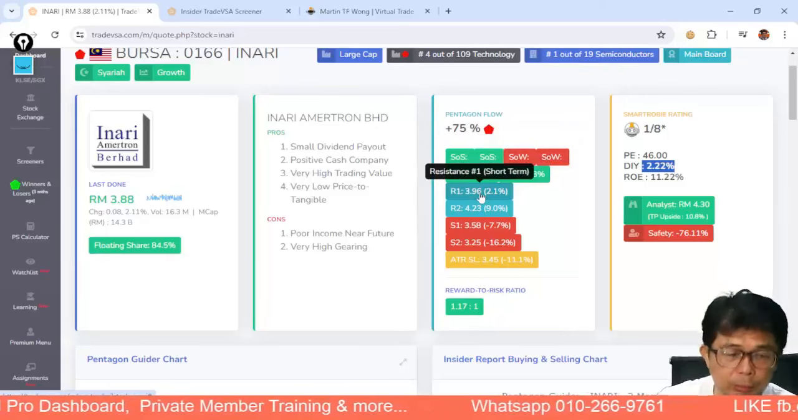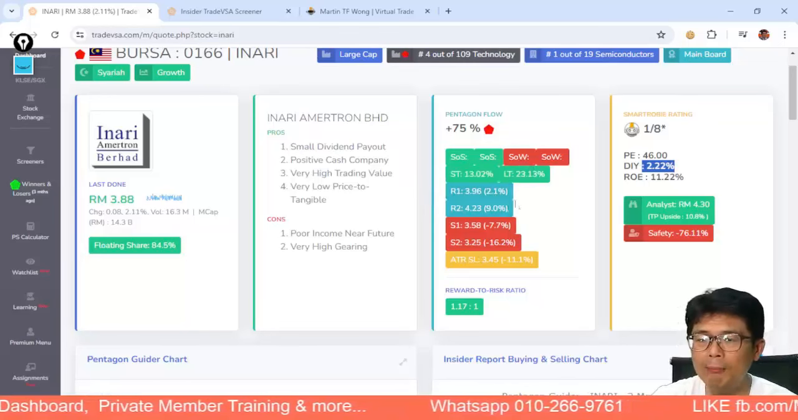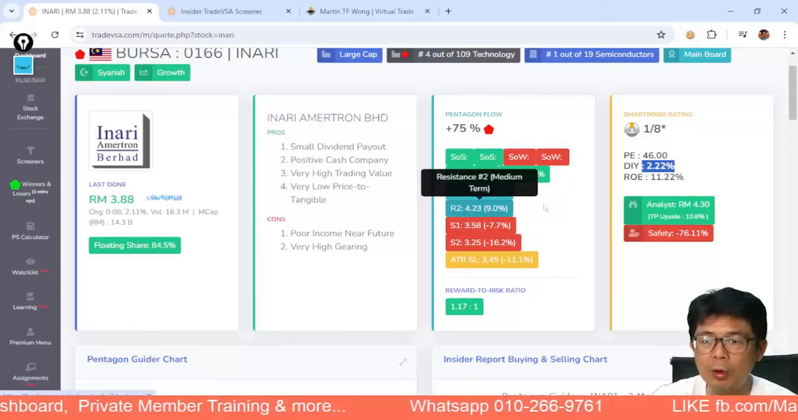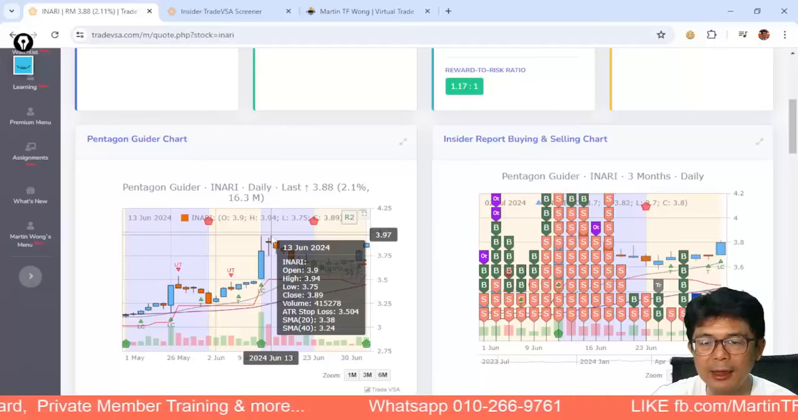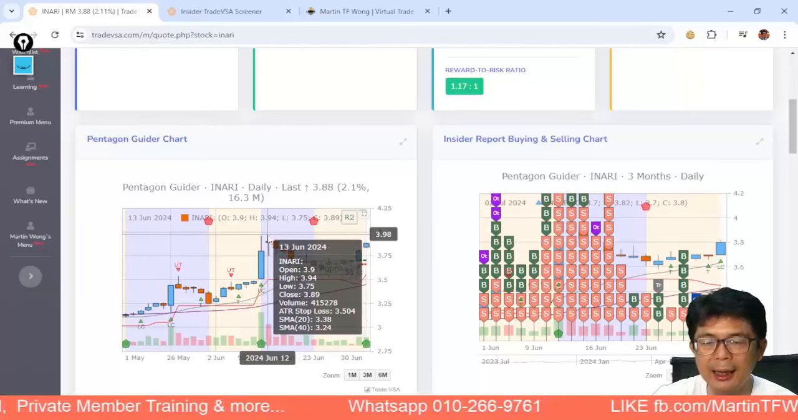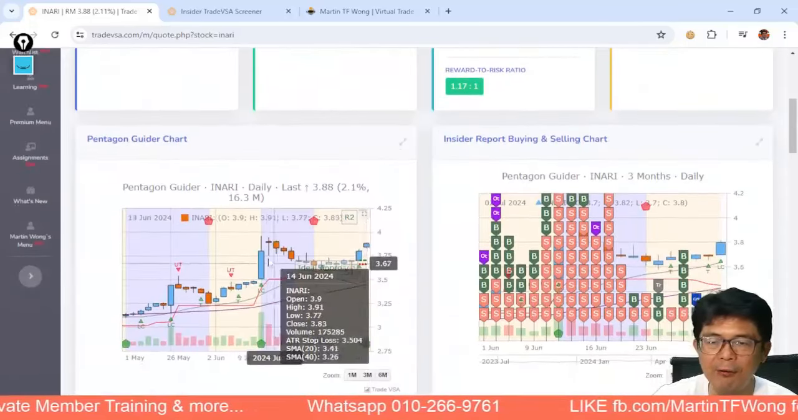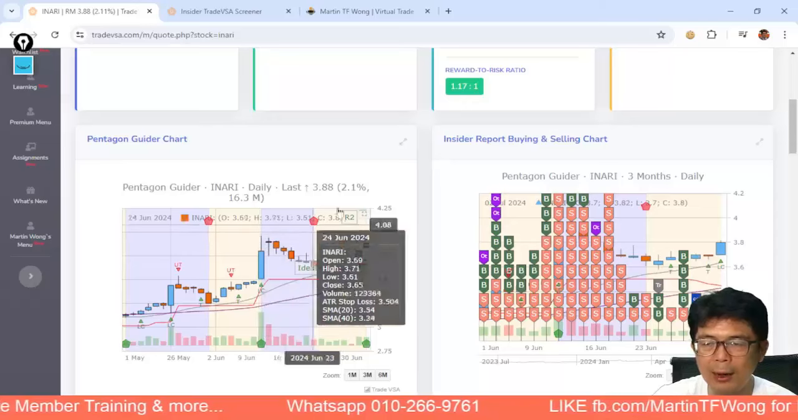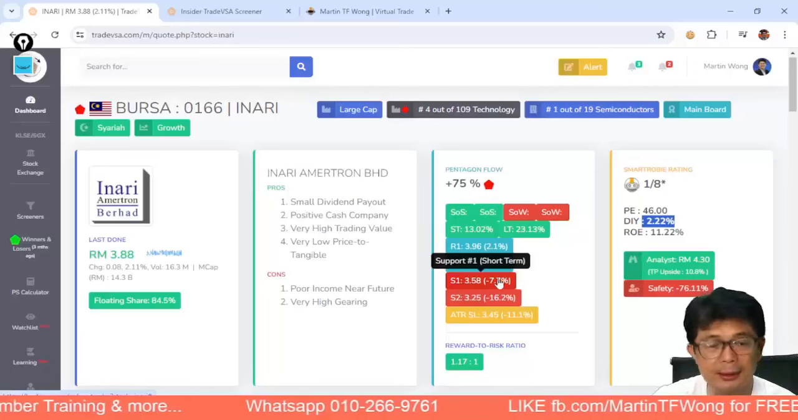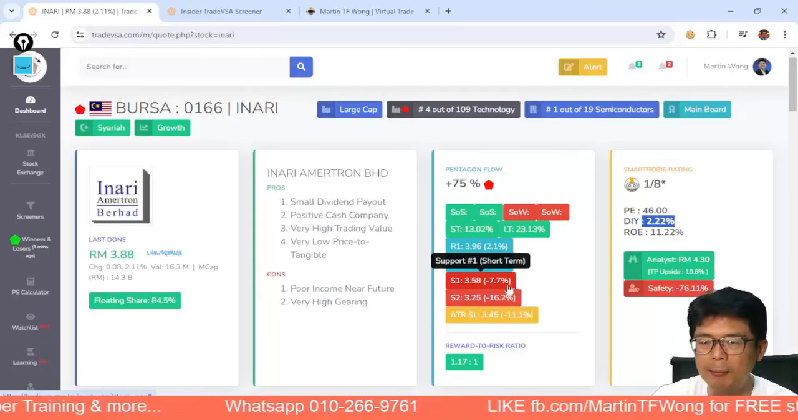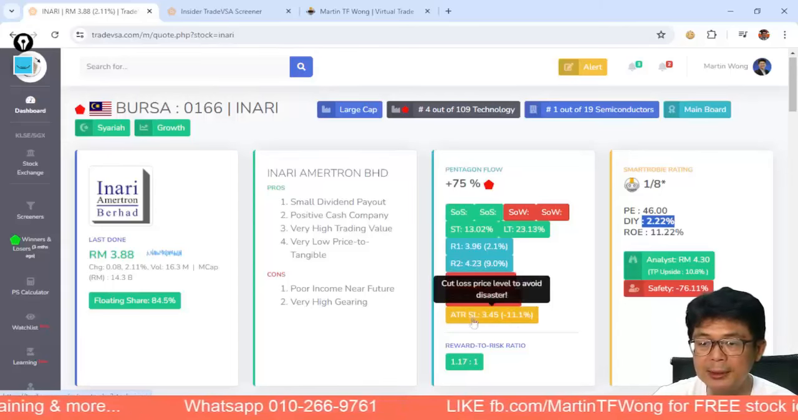R1 is a resistance, which could be your first profit objective, 2.1%, at $4.20. If you look at 396, it's probably the old high here. The high here is 394. Okay, we're talking about 394, 396. That's the old high here. And for support, S1 is short term, and this is also where you can put your stop loss, 7.7%.